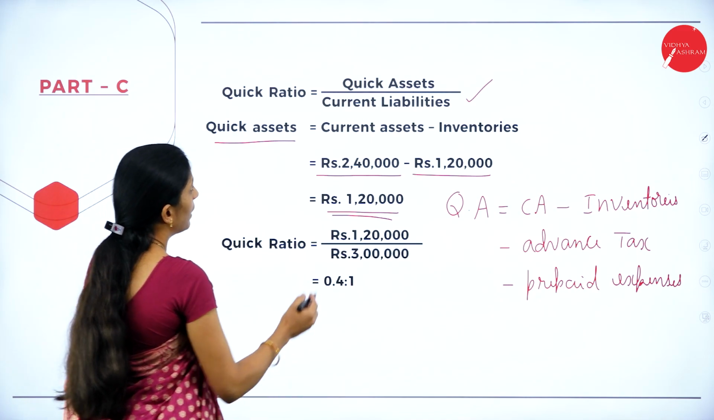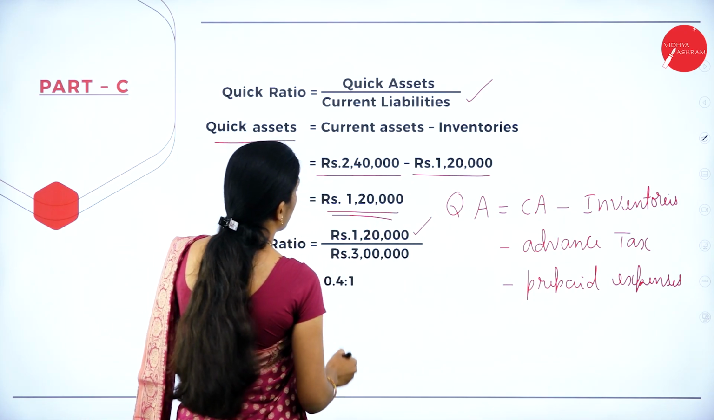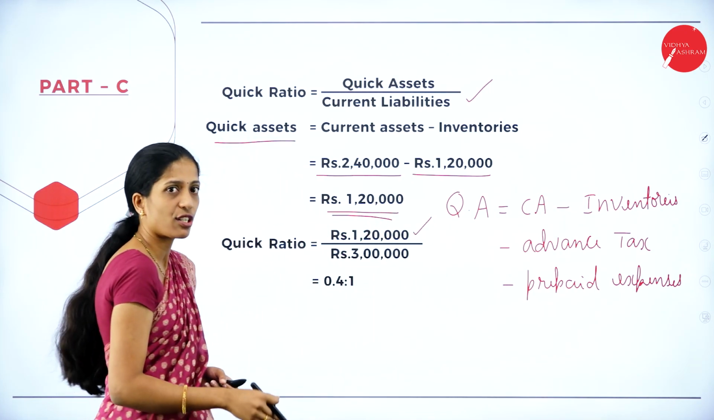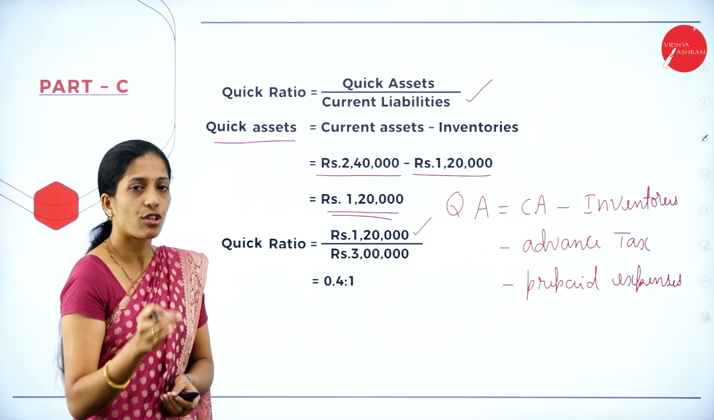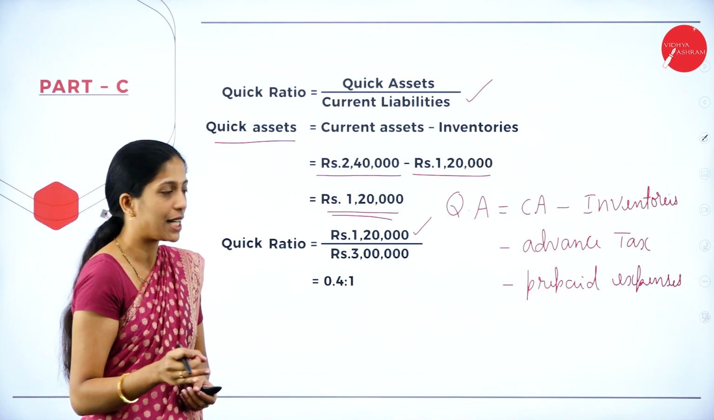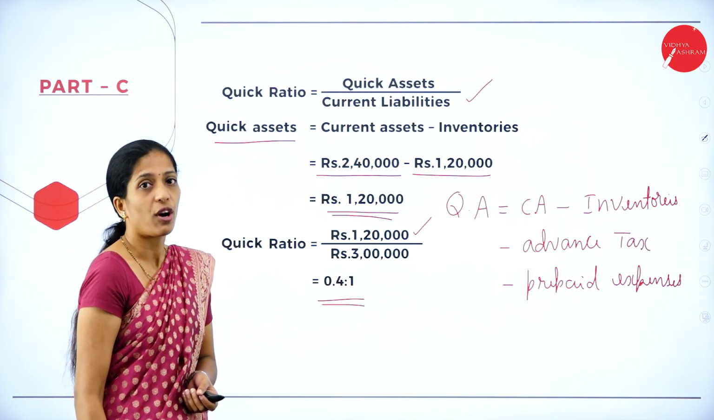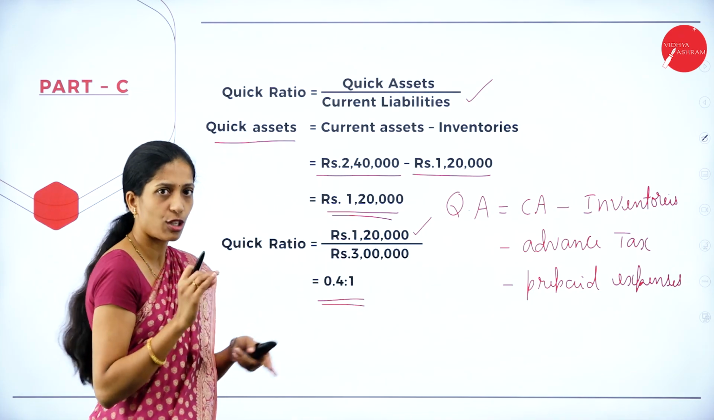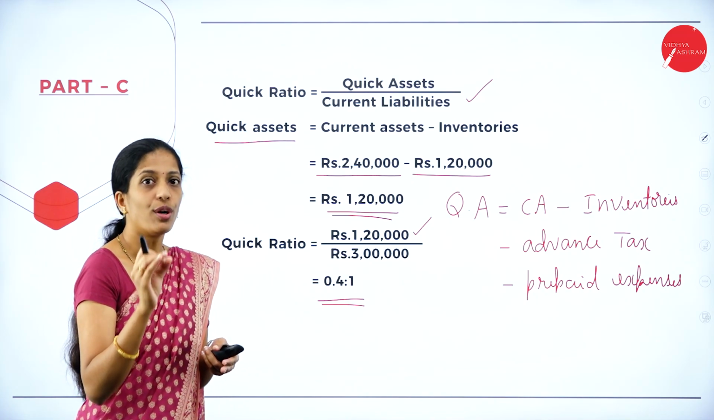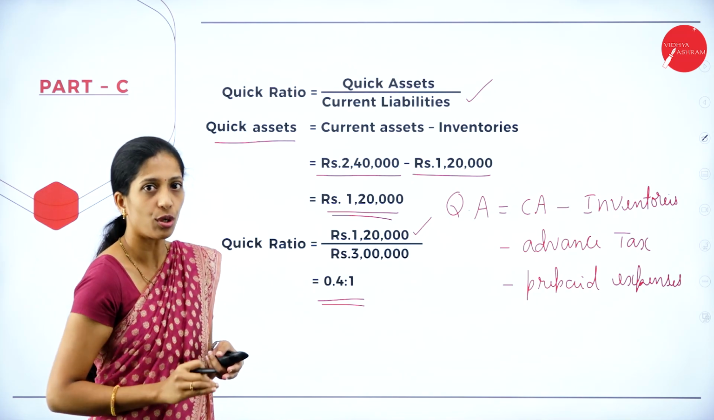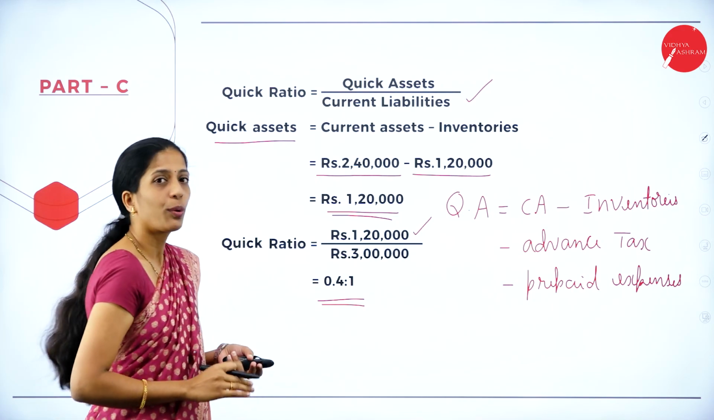Quick ratio is equal to quick assets, 1,20,000, divided by current liability. Already we had calculated the total current liability as 3 lakh. So rupees 3 lakh. So your quick ratio is 0.4. When you divide, you will get 0.4. Since it is a ratio, you have to write 0.4:1. So this is the quick ratio.